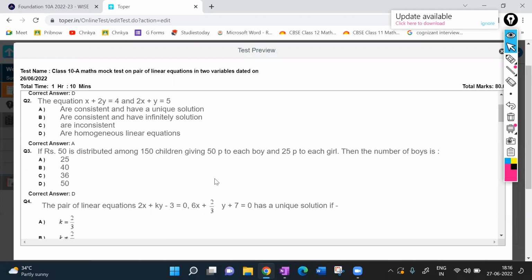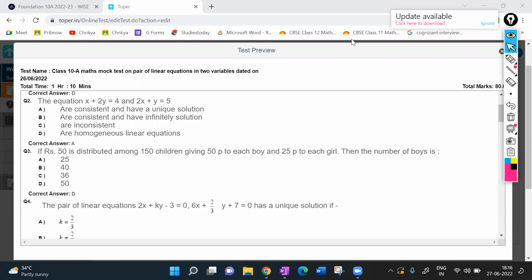Sir, I have a doubt, not in this question, but in yesterday's test. Some people have got 80 by 80, and there are some wrong questions. The first one itself was wrong, sir. How can they get 80 by 80? Guessing.